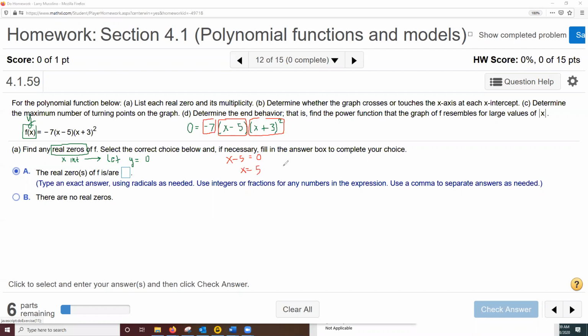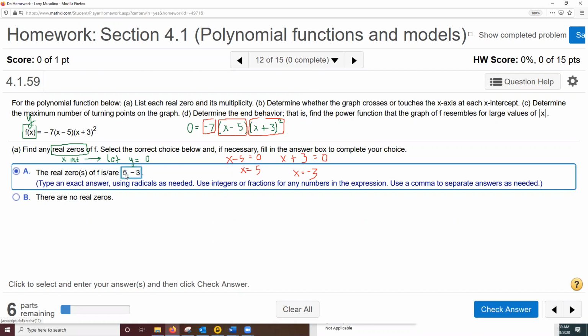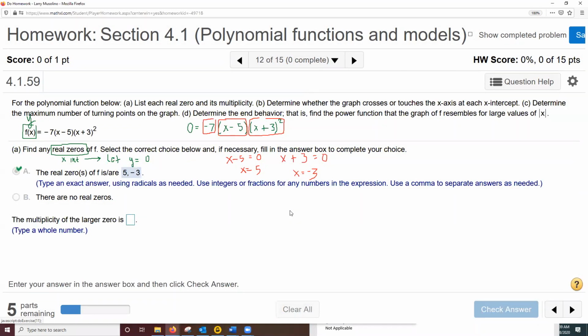All right, how about (x plus 3) squared equals 0? Well, the only way (x plus 3) squared can equal 0 is if the quantity inside the parenthesis equals 0. So I'm going to set this to be x plus 3 equals 0. That gets me x equals -3. Okay, so those are the zeros of this function. And again, you can think of it as the x-intercepts. So I'm going to type in here 5, -3.